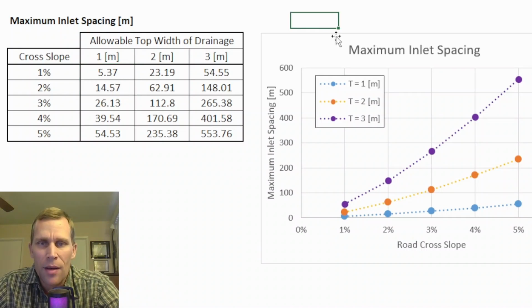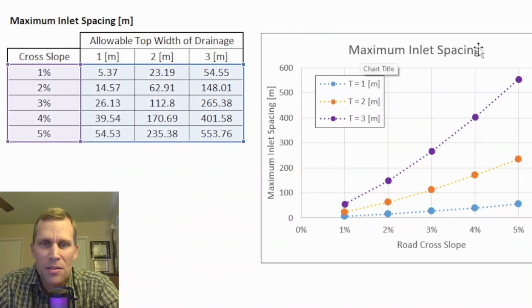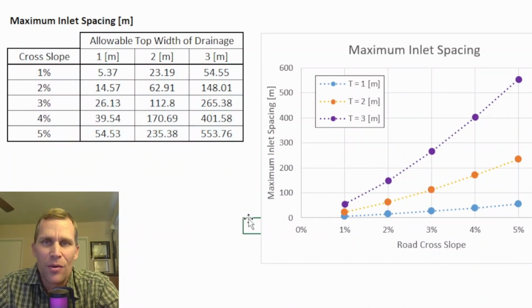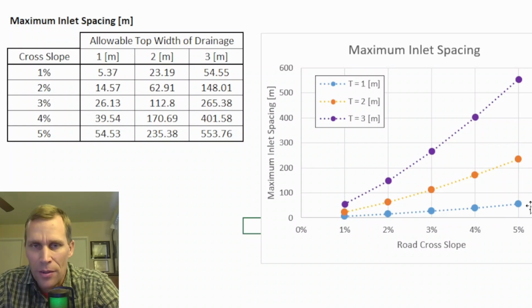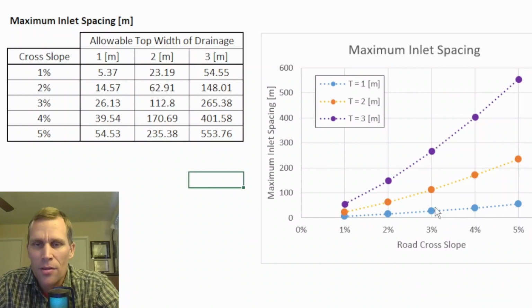Over on the right here, I have a plot that shows the maximum inlet spacing, the dependent variable on the vertical axis in units of meters, for the 3 different top widths and for the 5 different percentage points that we chose for our road cross slope. To reiterate the general trends, and really the answer to the question posed in this exercise: maximum inlet spacing increases as the road cross slope increases. And if you had a constant road cross slope, whether it's 3%, 4%, whatever, then the maximum inlet spacing also increases as a function of the allowable top width.